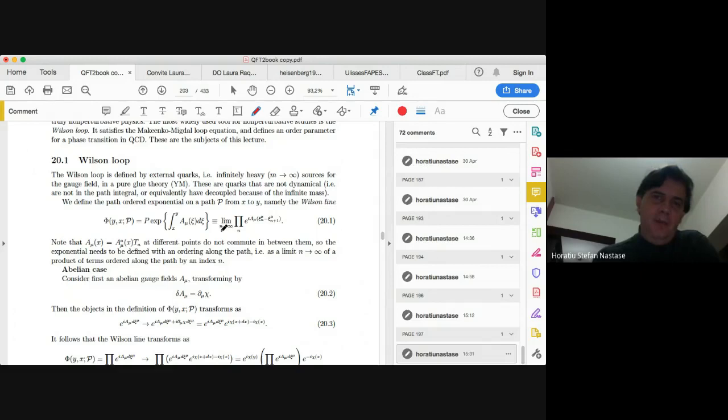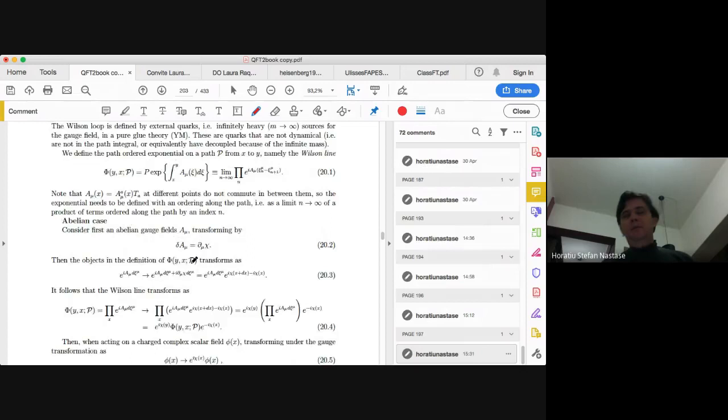And the point is that in general, if we're talking about Yang-Mills, A_mu is non-abelian, which means that A_mu of x does not commute with A_mu of y. So we have A_mu^a of x T^a does not commute with A_mu^b of y T^b, because T^a does not commute with T^b. So that means that we have to define the order in which we put the various A_mu's, and the order is along the path in the way I've described here.